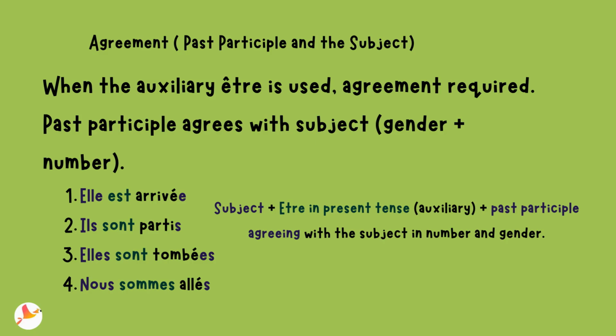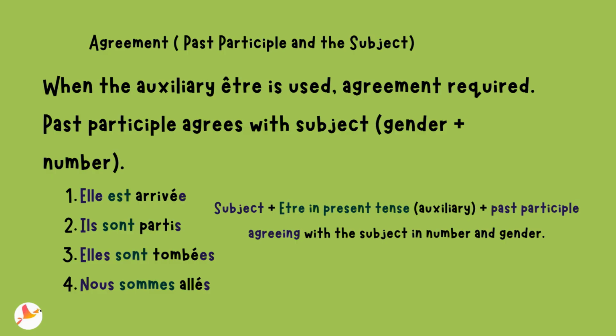And we have some examples. Elle est arrivée has an E added because être is conjugated as the helping verb. Therefore, agreement is triggered between the subject and the past participle. Arrivé has an E added because the subject is elle, feminine.